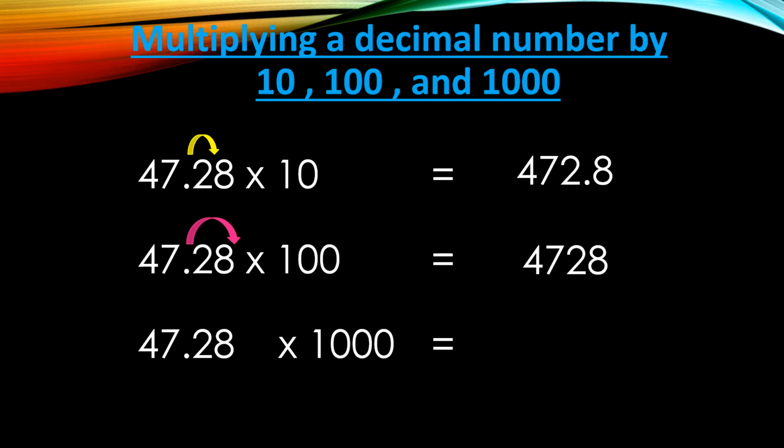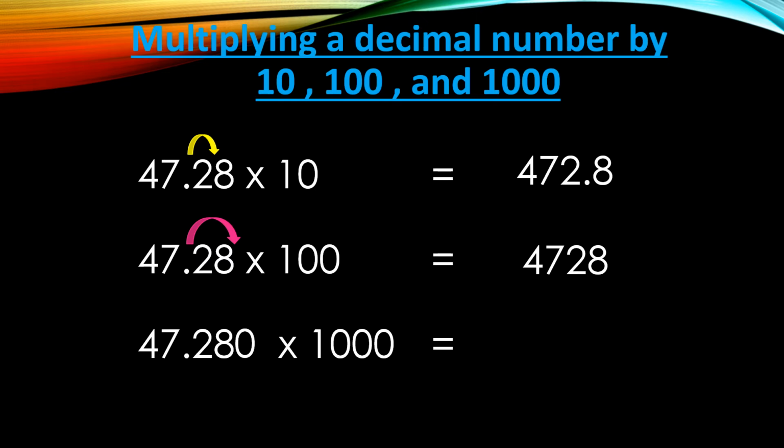47.28 multiplied by 1000. There are 3 zeros in 1000. Then you have to shift this decimal point 3 places to the right. Oh, are there 3 places? No, there are no 3 places, only 2 decimal places. So, what can we do now? You have to put 0 here.